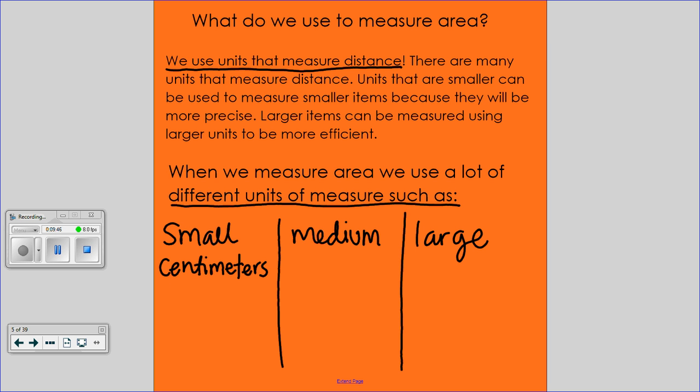Naviana, what might be another small unit of measure? Inches. Inches are pretty small. Bigger than centimeters, but still pretty small. That would make sense to use if I was measuring a paper clip.